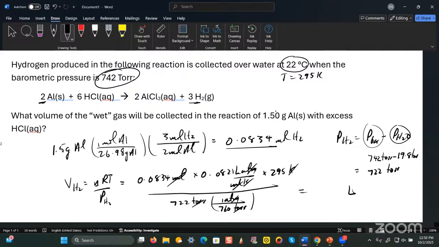So let's do this calculation here. 0.0834 times 0.0821 times 295, and then divide that by 722 divided by 760. According to my calculation, the answer I got is 2.13 liters. And that's how that is done.